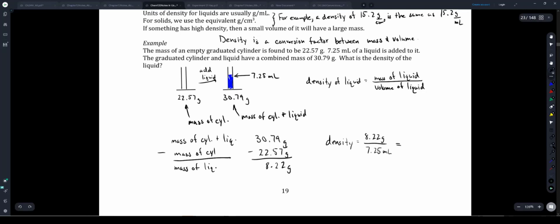Good. So now we divide. What's the whole point of division? It's to turn the denominator into what number? When you divide, the denominator becomes 1, right? So 8.22 divided by 7.25, because the calculator only gives you one number back. It just gives you a single number. So that means the denominator is 1. It gets rid of the denominator.